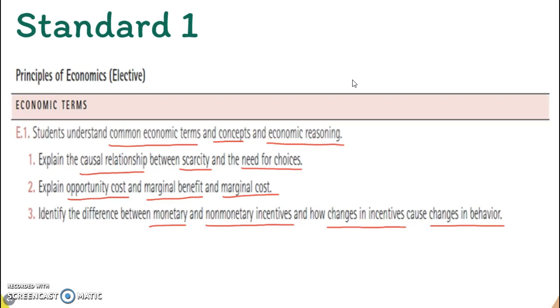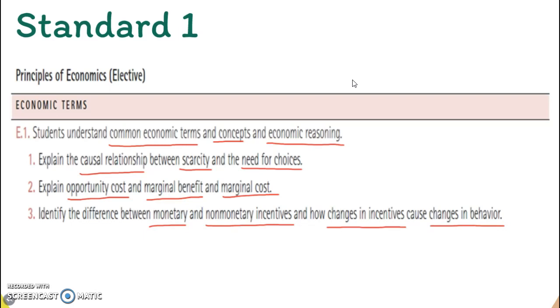Okay, let's move on and look at the sub-skills. If we zoom in then to the sub-skills 1, 2, 3. First one is explain the causal relationship between scarcity and the need for choices. And this is where you're going to have to get across to them, like we were saying, that anytime they need to think about making a choice about how to allocate their time or their money, that's when you're getting into scarcity and the need to make choices.